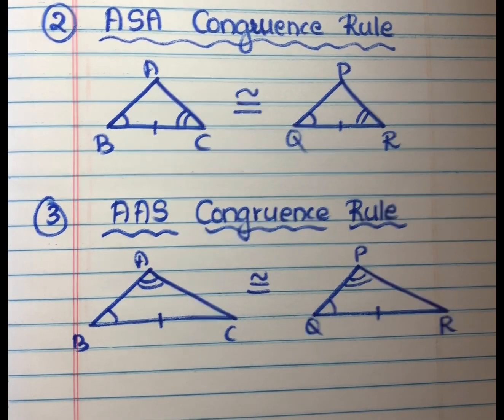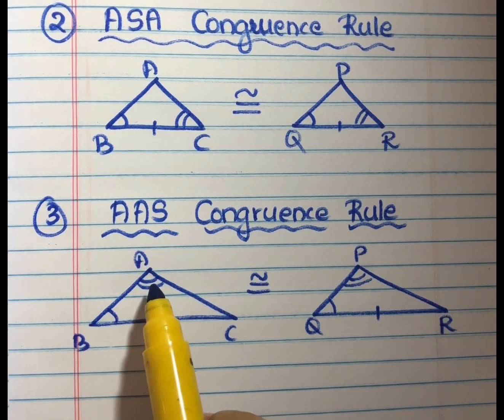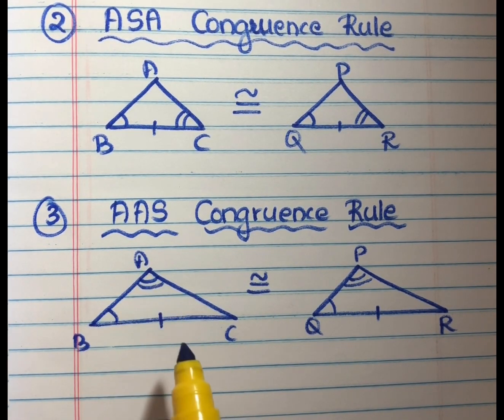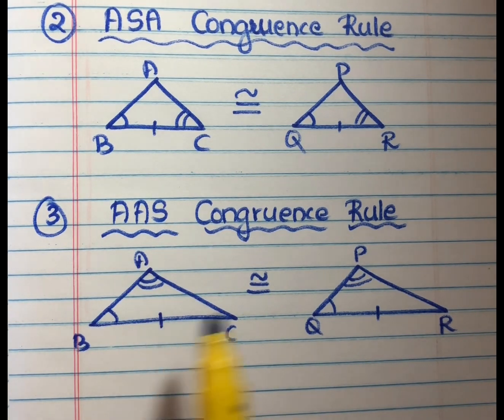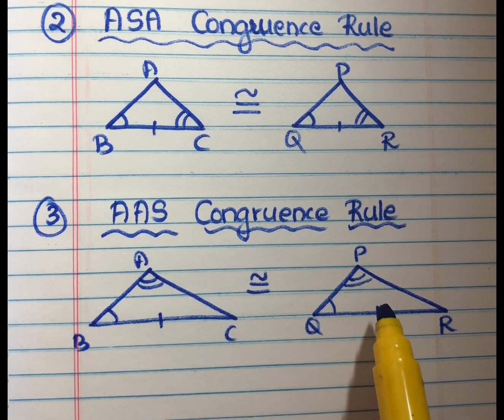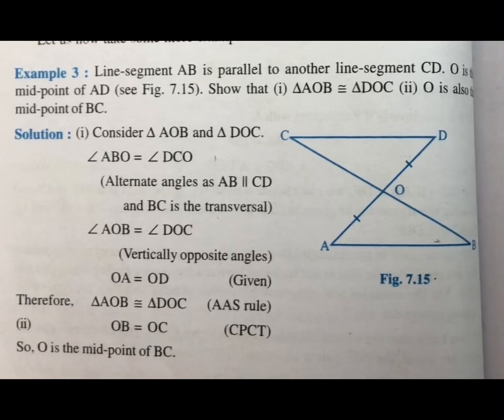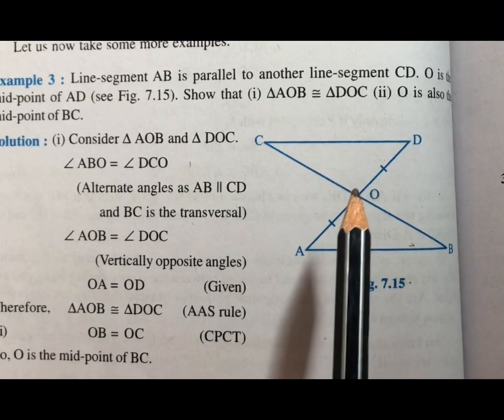So the third criteria is the AAS congruence rule. That is, if any two angles and one side of a triangle are correspondingly equal to two angles and one side of the other triangle, then the two triangles are congruent. Okay, now let's see some textbook example questions related to the applications of congruence.